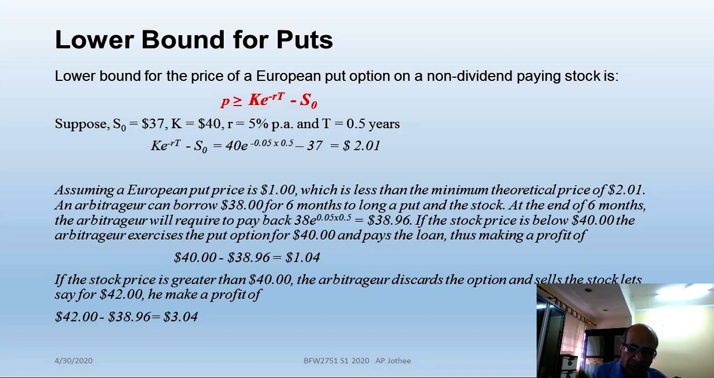$38.96. If the stock price is below 40, the arbitrager exercises the put option for $40 and pays the loan, thus making a profit of what? He exercises it for 40, the K, minus the repayment of the loan at 38.96, and he makes about $1.04. If the stock price is greater than 40, then even more enjoyable for him. The arbitrager discards the option and sells the stock, let's say at $42, and he makes more profit. Now, 42 minus 38.96, he makes $3.04. Does that make sense to you?